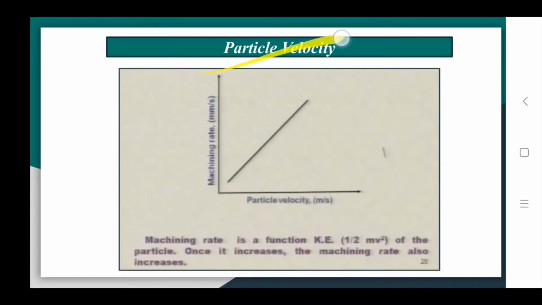Next one is the particle velocity. As the particle velocity is increasing, you can see here the linear machining rate, that is MRR, in terms of per second is increasing. We already know that the penetration is a function of kinetic energy, that is 1/2 mv squared. So as the particle velocity is increasing, the machining rate is also going to increase.